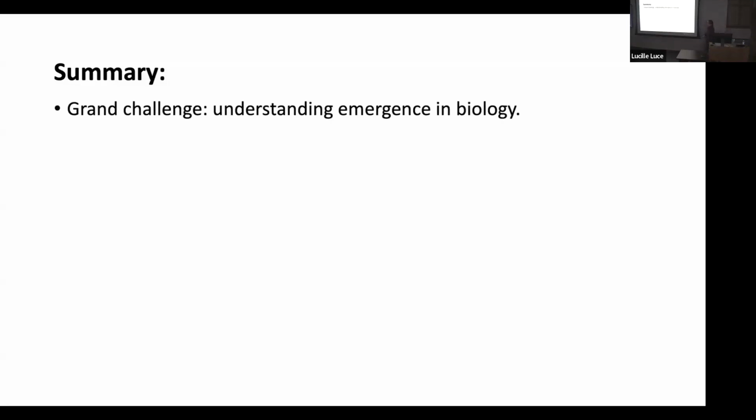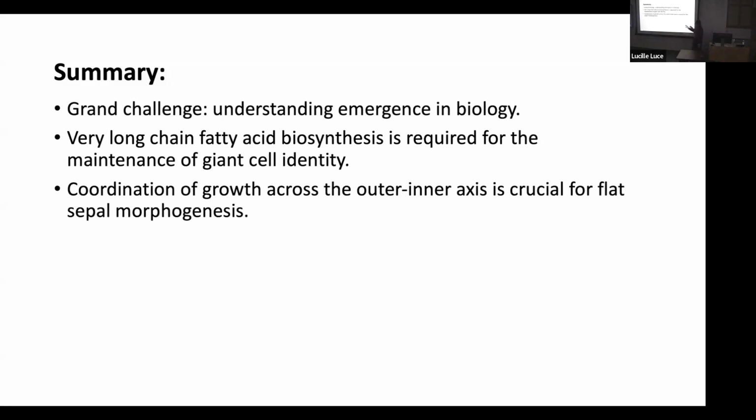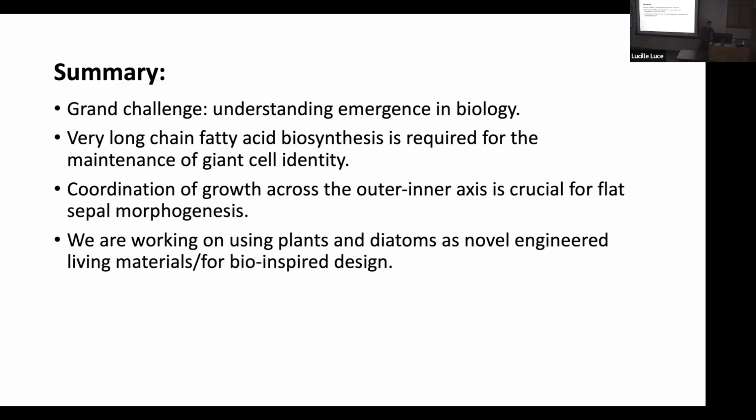Okay, so to summarize my talk, our grand challenge is understanding emergence in biology. How is it that small local interactions create patterns at bigger scale? Very long chain fatty acid biosynthesis is required for maintenance of giant cell identity. That was quite a surprise and a really interesting finding. Coordination of growth across the inner and outer axis is crucial for flat sepal morphogenesis. How do you get those flat sepals? And we're working on using plants and diatoms as novel engineered materials, living materials, and we're thinking about bio-inspired design. So we're taking a broad concept to this. How can we apply this in a very different context that's new and exciting?